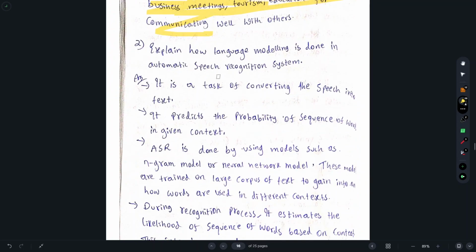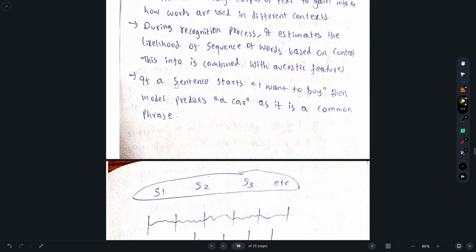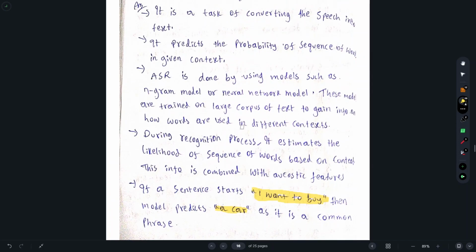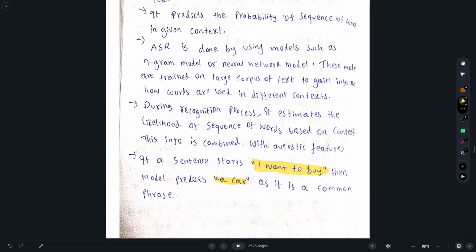So explain how language modeling is done in an automatic speech recognition system. So an automatic speech recognition system is just converting the speech into text. During the recognition process, it estimates the likelihood of a sequence of words. So here we can say, if the sentence starts with "I want to buy", then the machine will predict "a car". So this will be a common phrase in any dialogue. In this way it will try to predict the next thing.